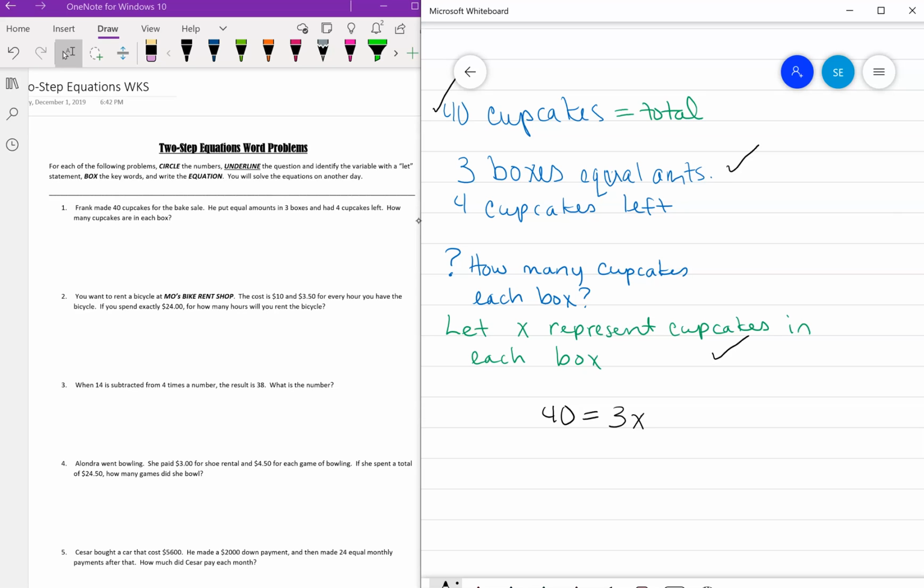So after I figure out how much is in each box, I have to add the 4 cupcakes that are left over. I just can't eat them, even though I do want to eat them and not have them be a part of the equation. That's what it would become.